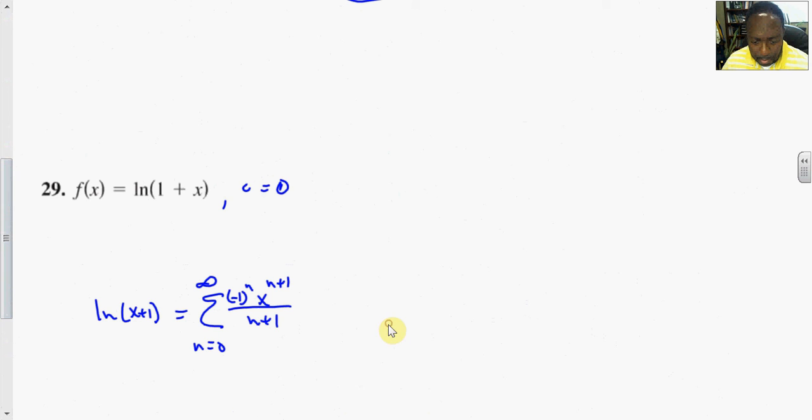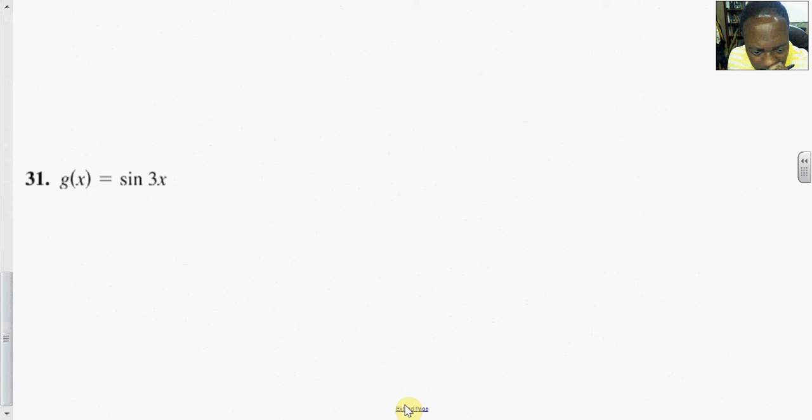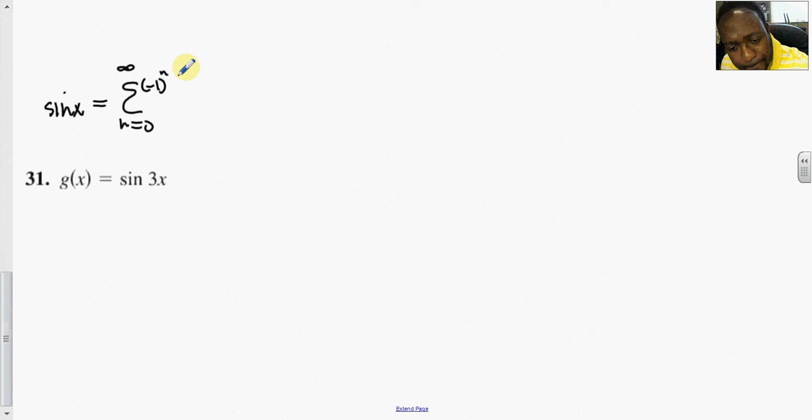Then the last one, we know that, you remember that sine x can be written as the summation as n goes from 0 to infinity of negative 1 to the n times x to the 2n plus 1. You remember the sine picks up the odd values. The cosine picked up the even values. So this is 2n plus 1 factorial. So if that be the case, then we replace the x with 3x.